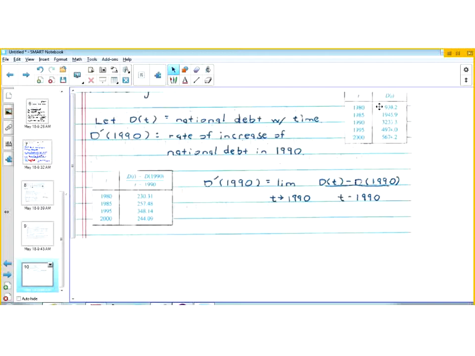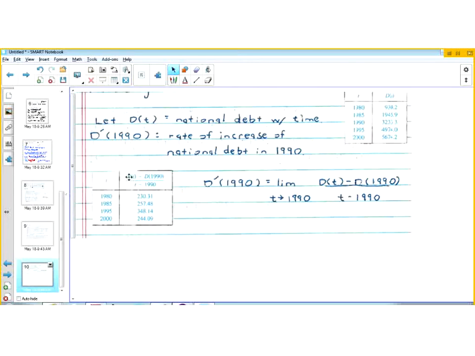All right, so let's follow this example. Let D of T be the national debt with time. Look at this table of information. In 1980, the debt was this, probably in billions of dollars. In 85, we had a $1 trillion debt. In 90, we had a $3 trillion debt. In 95, we had a $4 trillion debt, and then in 2000, we had a $5.6 trillion debt.